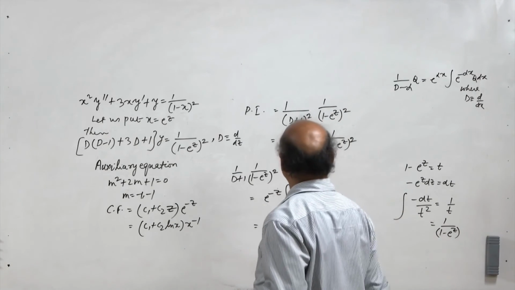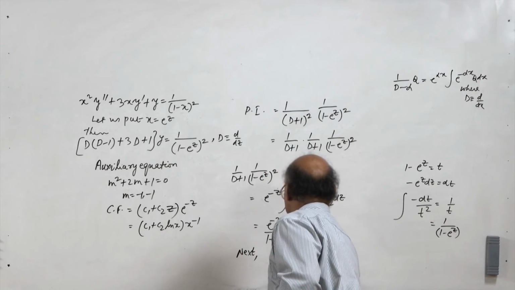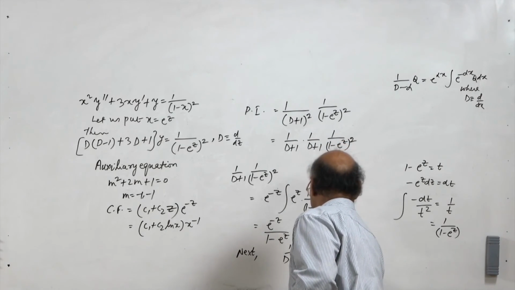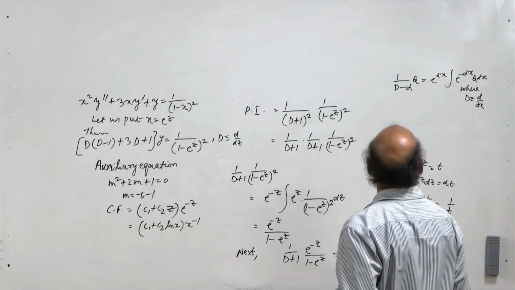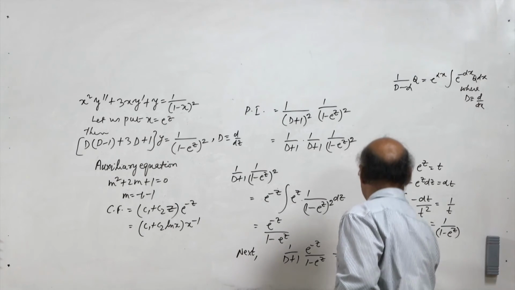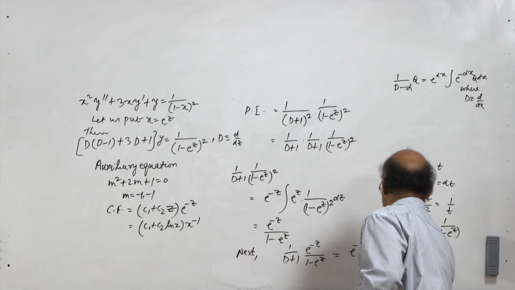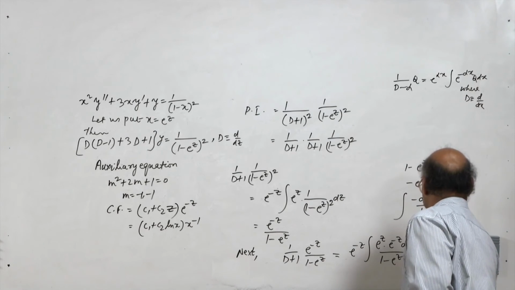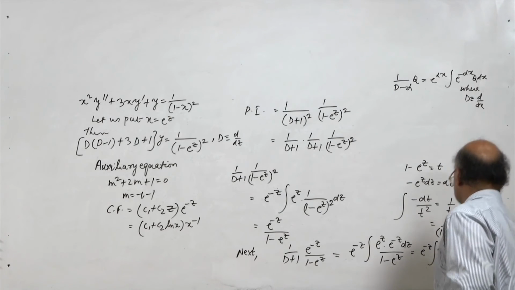Again let us operate 1 over (d + 1) on this. Next, 1 over (d + 1) operating on e^(−z) divided by (1 − e^z). Let us find out the result of this. So, again we apply this formula, alpha is −1. So, we get e^(−z) integral e^z into e^(−z) dz divided by (1 − e^z), and this will give you how much? e^(−z) integral dz divided by (1 − e^z).